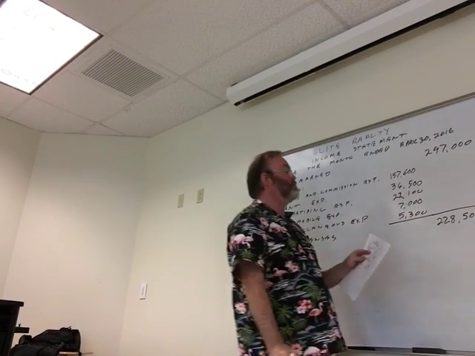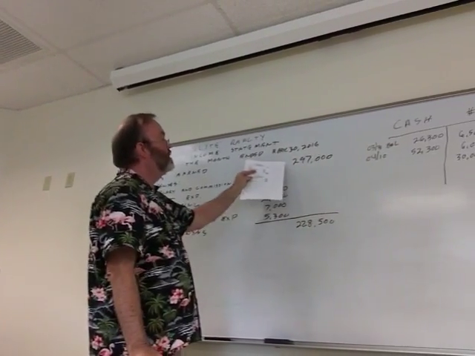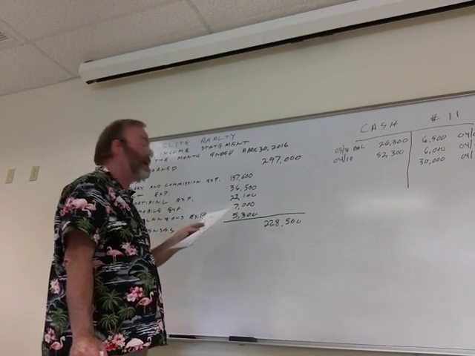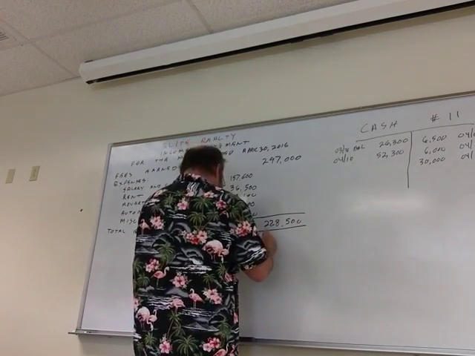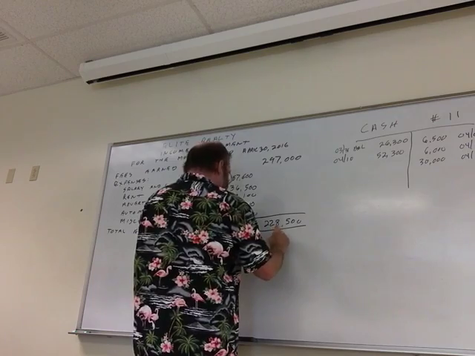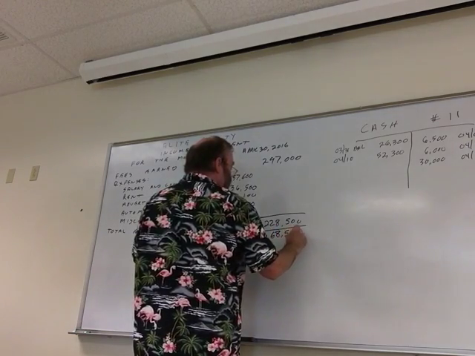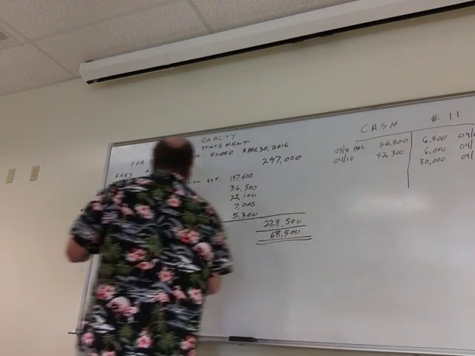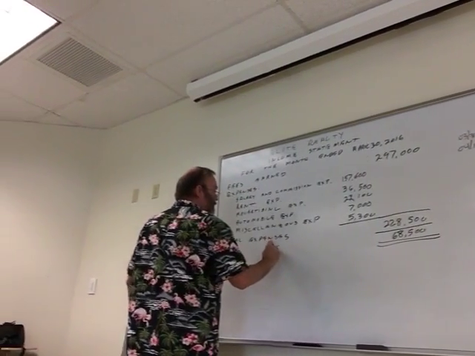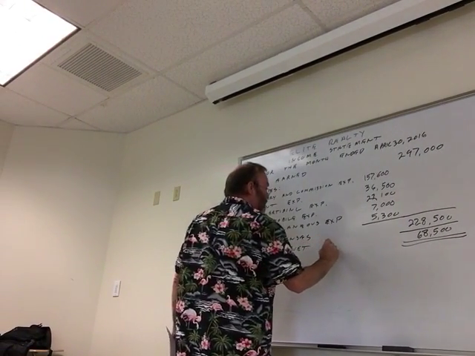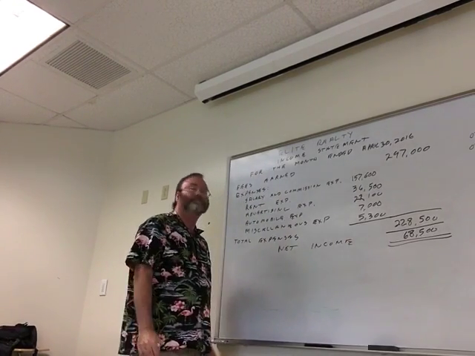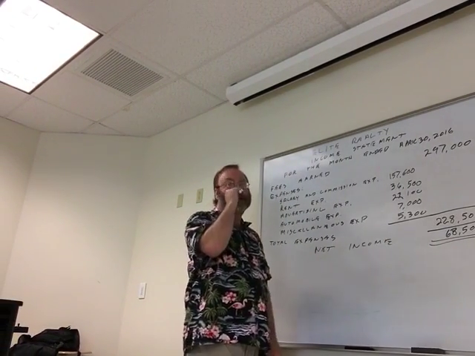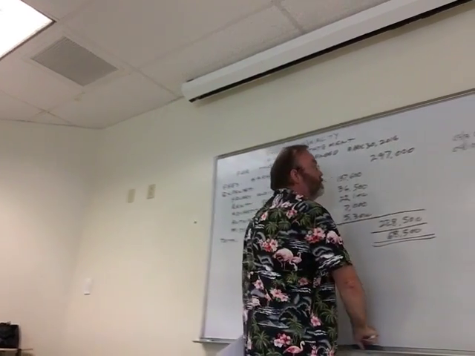Subtract that $228,500 from the $297,000 in revenue that we generated during the month of April, and we get $68,500 as net income. And that's the income statement.